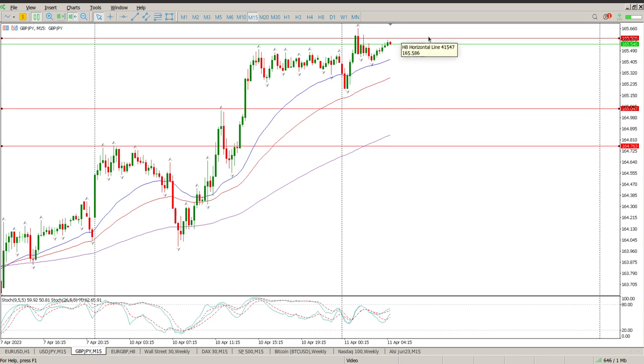165.586. So I definitely don't want to be looking to buy there. Looking for a pullback rather, and pick up these tails, one of these two tails. That would be the area to pay attention to.